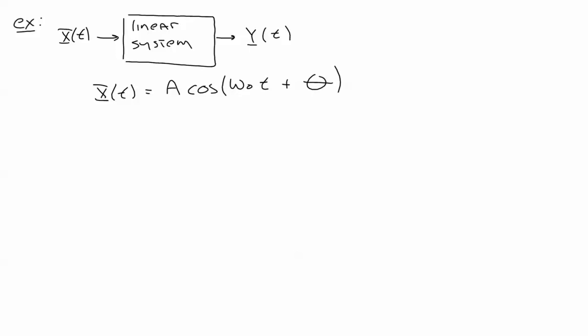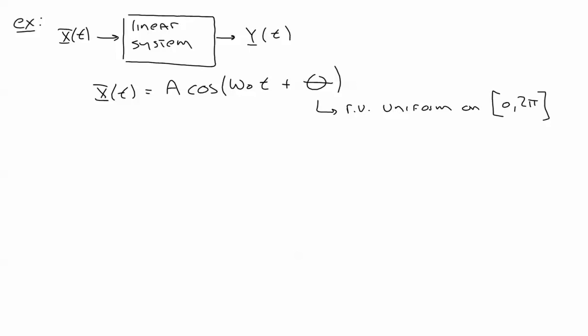This is my handy-dandy random process where I'm creating a random process by embedding a random variable in a time domain function. So capital theta is a random variable uniform on 0 to 2 pi. That's a single frequency random process.